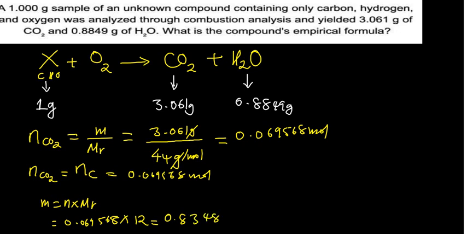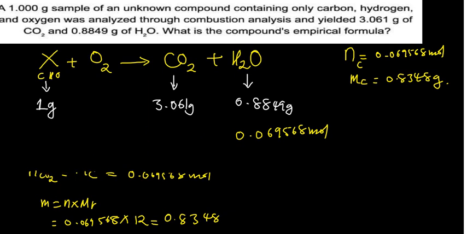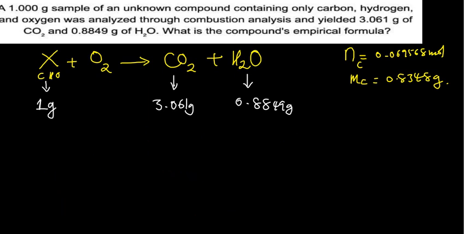Okay, so I'm going to put here the number of moles of carbon, that is 0.069568, and then I also put the mass of carbon, that is 0.8348 grams. We are done with carbon. Now let's go to water. Let's find the molar mass for water first. I mean the number of moles of water.